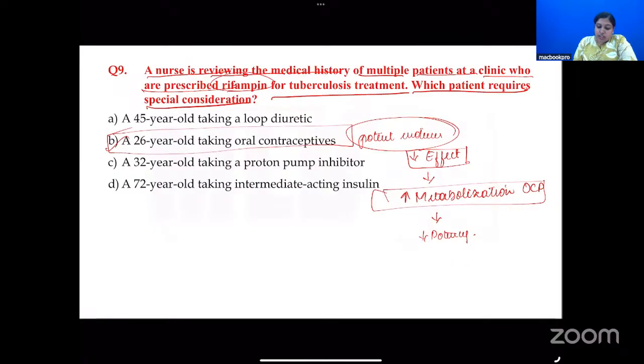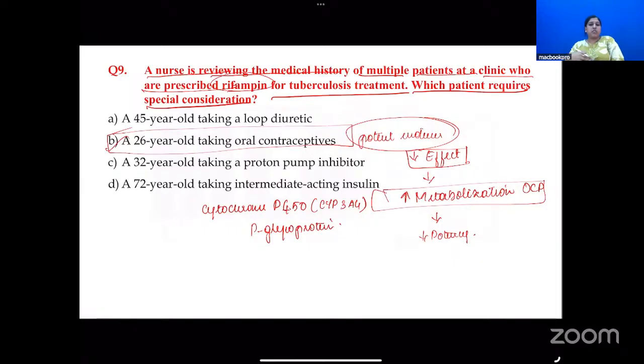It is inducing your cytochrome P450. Yes, any student answering? What is the specific enzyme? Cytochrome P450, right? That is, in particular, CYP3A4. And along with that, P-glycoprotein. So these enzymes induce the metabolization of other drugs, specifically the contraceptives, thereby reducing their efficacy.